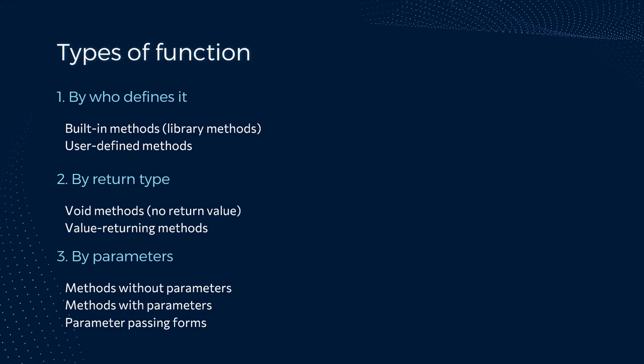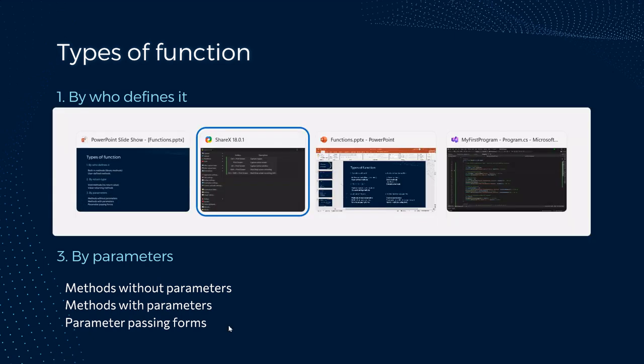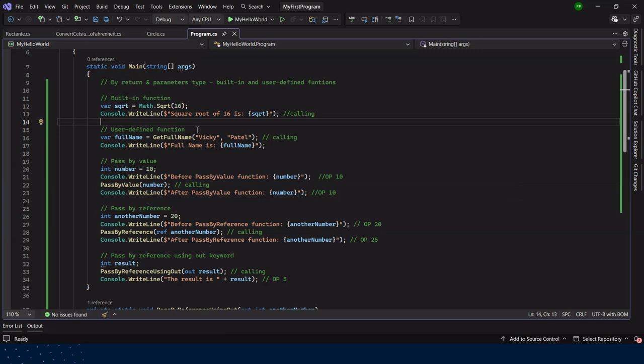So let's look quickly into Visual Studio. For that I have prepared one program, and here you can look at return and parameter type. We will be discussing these two things today, and again we have the built-in and then user defined functions. So let's look at the built-in function first, and here you can see square root equal to Math.Sqrt of 16, right?